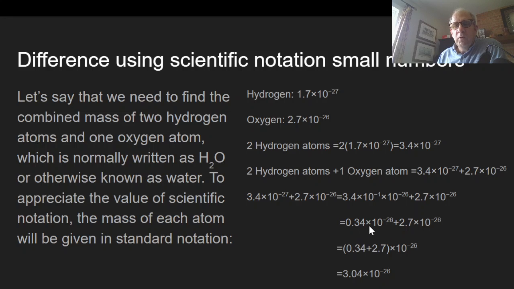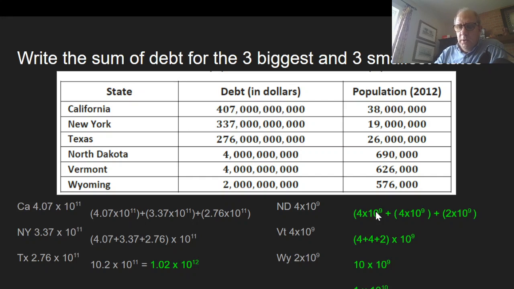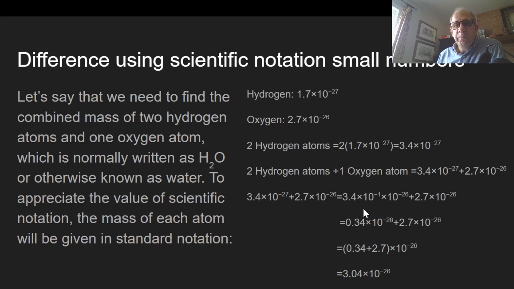So 3.4 times 10 to the negative 26 plus 0.34 times 10 to the negative 26, because I moved the decimal 1 spot to the left. That means I took 1 away from the 27. So I got 0.34 times 10 to the negative 26 plus 2.7 times 10 to the negative 26.